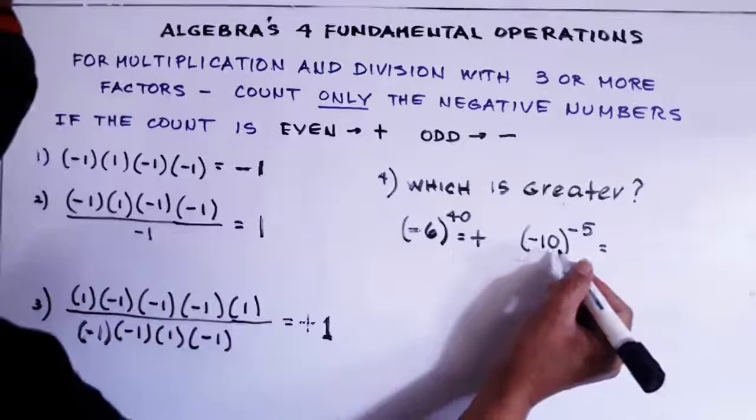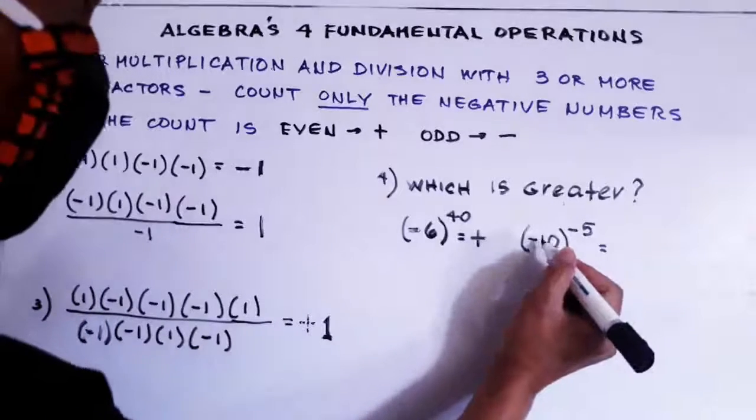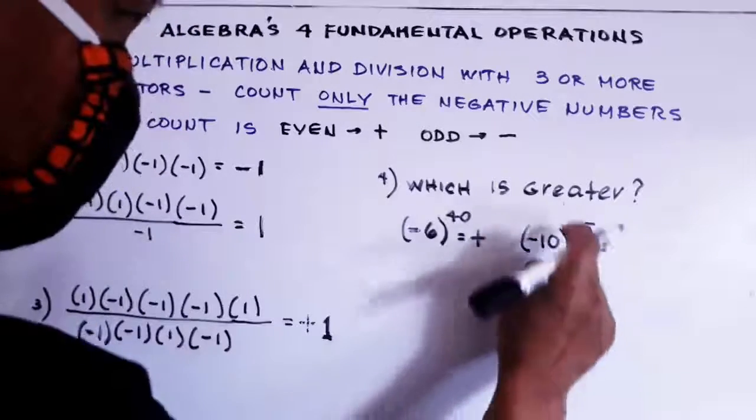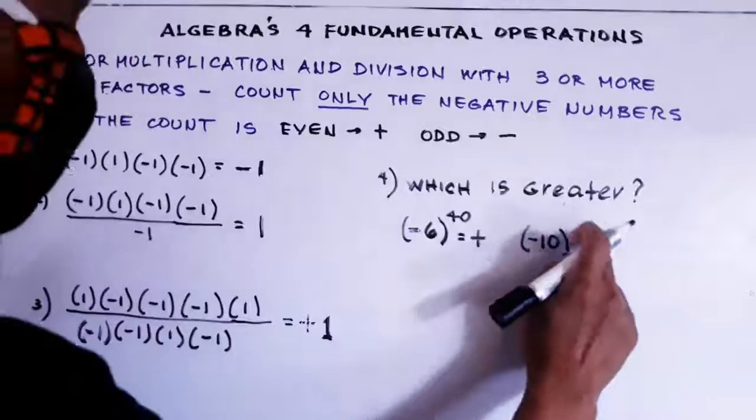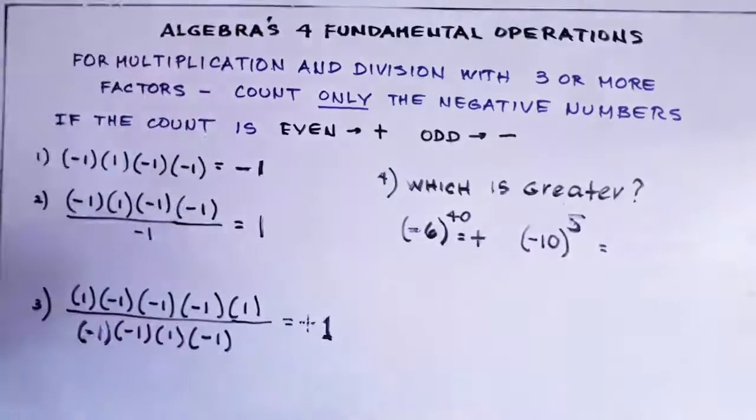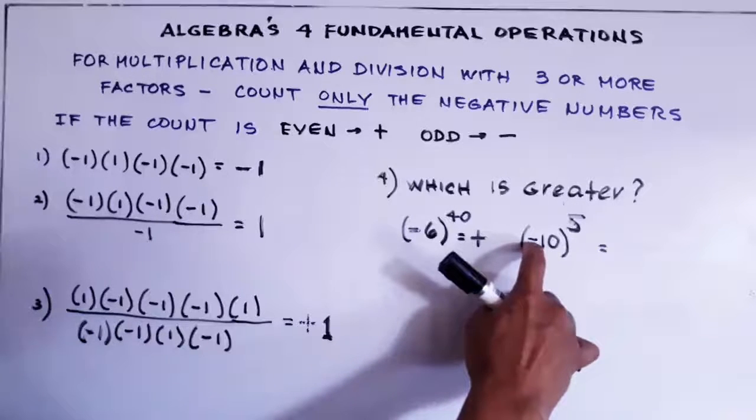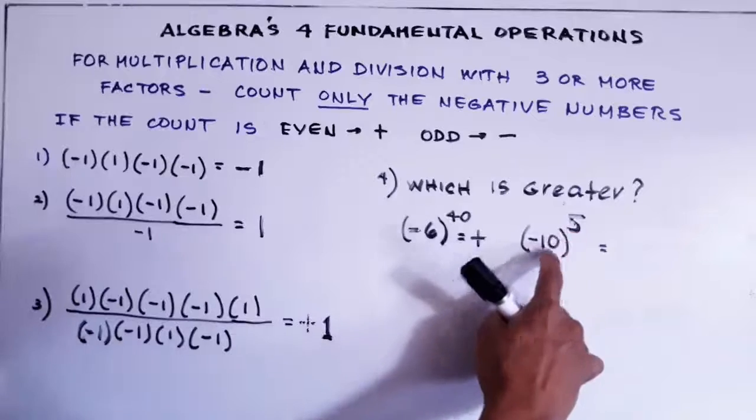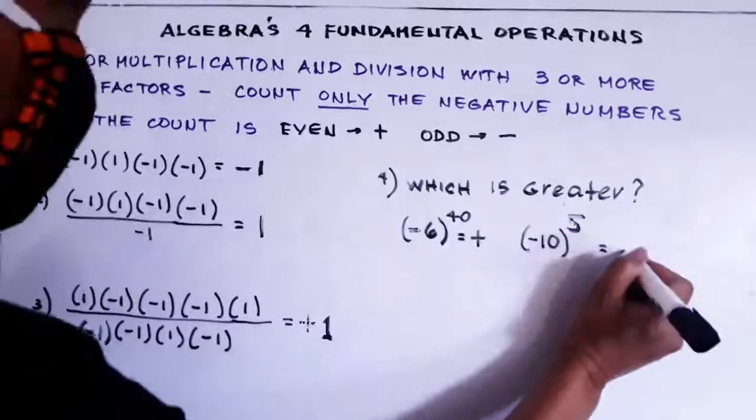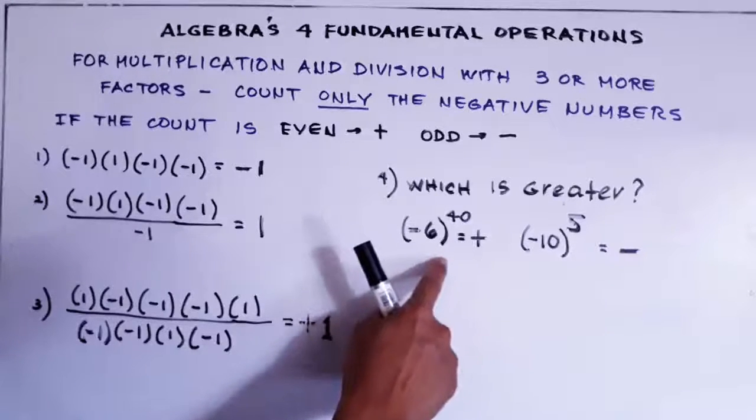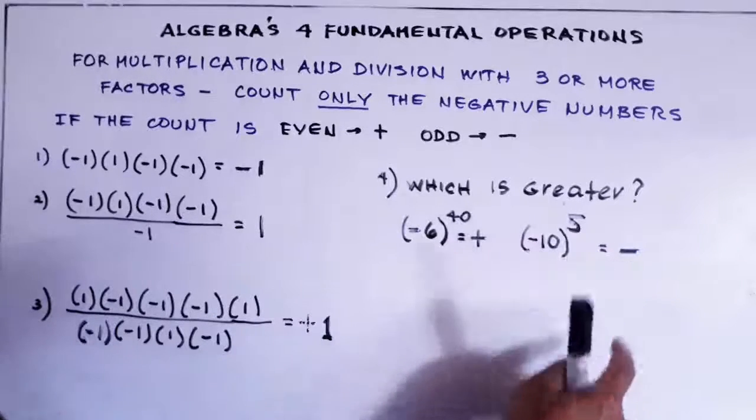What about this one? We have negative. How many negatives do you have here? Oh, I'm sorry, let me remove that one. Alright, to the 5th. Okay, let's do the 5th. So, how many negatives do you have here? It's 5. So, it means that the answer here will be a negative number. So, this one is bigger than the negative one.